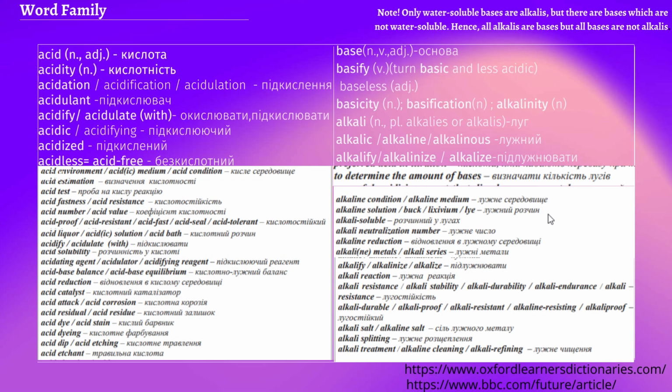Let me pass to the pronunciation and translation of nearby words with the same root pertaining to acid, base, alkali and their matches. Word formulations, collocations. Therefore, acid, noun, adjective, кислота. Acidity, кислотність. Acidity is a characteristic property of acids, and it has three nouns: aciditation, acidification, and acidulation, підкислення, acidulant, підкислювач. Verbs: acidify, окислювати, acidulate, usually used with, підкислювати.